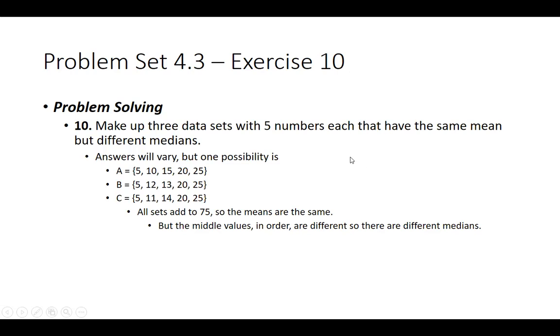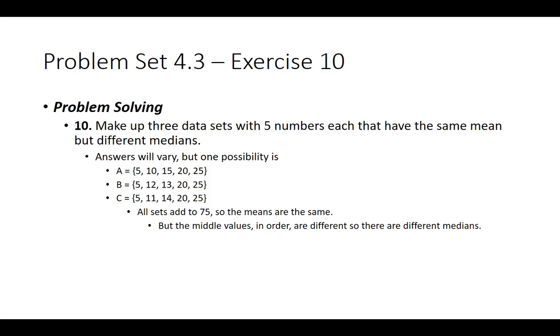Kind of piggybacking off of number 9, we have number 10, which says make up 3 data sets with 5 numbers each that have the same mean but different medians. So in order to have different medians, the third value of each of the 5 has to be different, because the third value is the median.